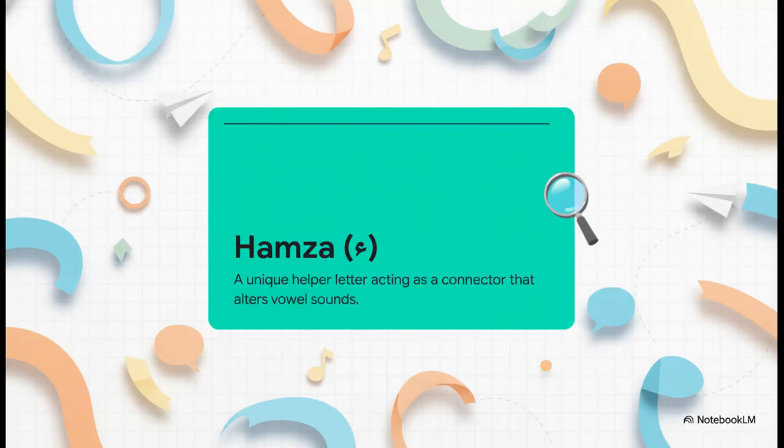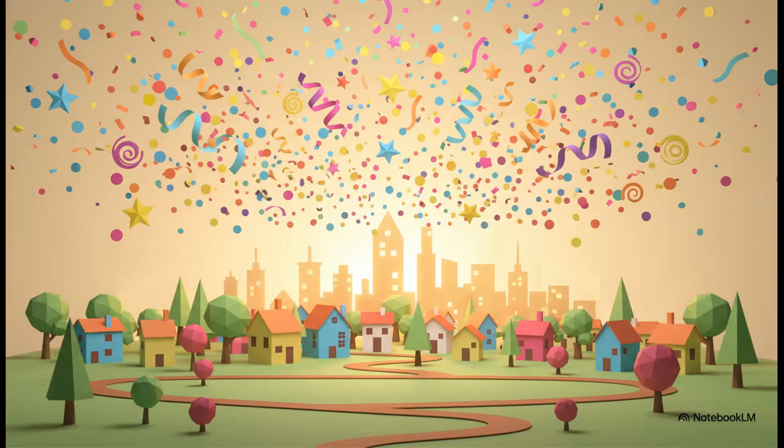Now, for the highly focused learners out there, you might be wondering about one really special symbol we didn't assign a cartoon story to. That is the hamza. Hamza is actually a unique helper letter. It acts as a phonetic buddy, a connector that alters the vowel sounds of the other letters. And because it has this special behind-the-scenes job, it isn't taught with its own separate starting vocabulary words. It just sits quietly in the background, making sure the other letters sound their absolute best.